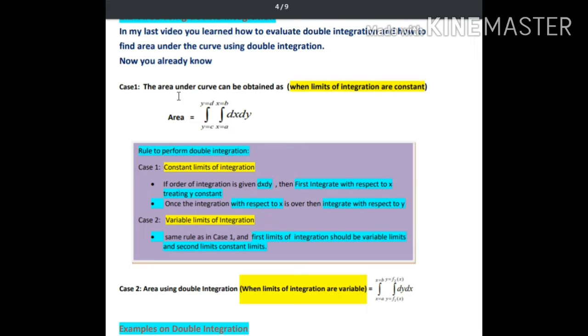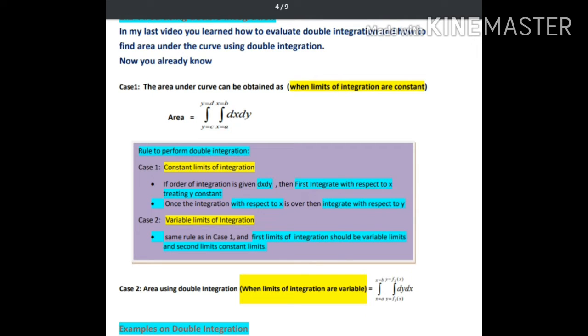So already we know that the area under the curve when the limits of integration are constant is given by this formula, where these limits x equal to a to x equal to b are constant limits, y equal to c to y equal to d are constant limits, and the order of integration is dx dy. If the order of integration is dx dy, that means first we have to integrate with respect to x treating y constant, and once the integration with respect to x is over, then we have to integrate with respect to y. This is a rule I already explained to you.